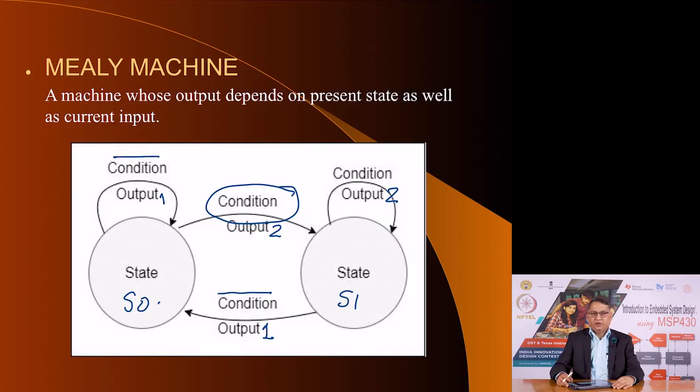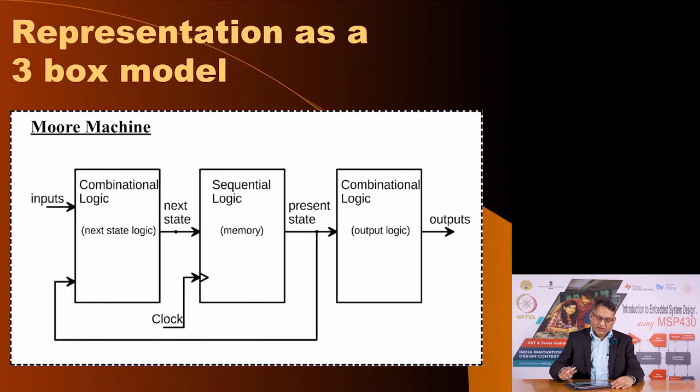The physical representation of such a state machine can be done by using three building blocks. One of them is the memory. As you see here, this is the memory. This is the combinational logic, and this also is. So, this I would say combinational logic 1, and this is combinational logic 2.